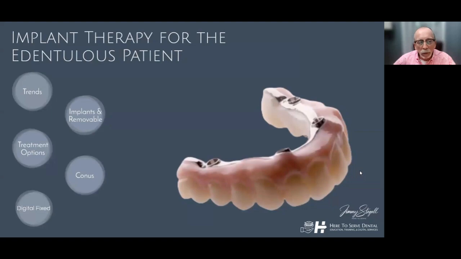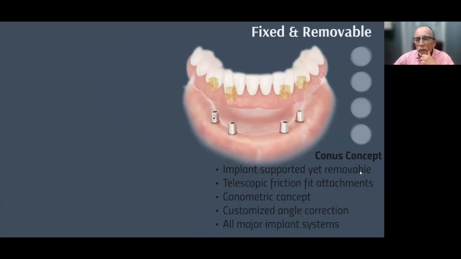So those are our options for overdentures and all on X fixed, right? And then let's talk about this fixed removable thing, and it's called Conus. Comes from the Atlantis company. It is a fully implant supported appliance, right? Just like an all on X. The only difference is it's not permanently fixed to the implant or the abutments. It's a removable restoration, but it is fully implant borne. It doesn't have any movement to it.